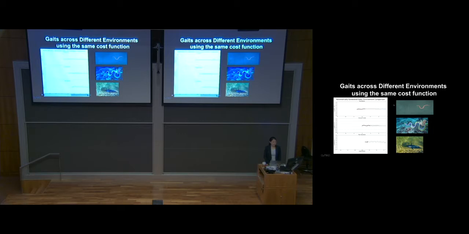Qualitatively, these gates are comparable to the Pareto optimal gates that are generated by a compliant controller plus the predefined serpentoid curve. And quantitatively, I can find its biological counterparts. This is a snake moving on a surface, which is similar to the snake with Coulomb friction. This is a ribbon eel.